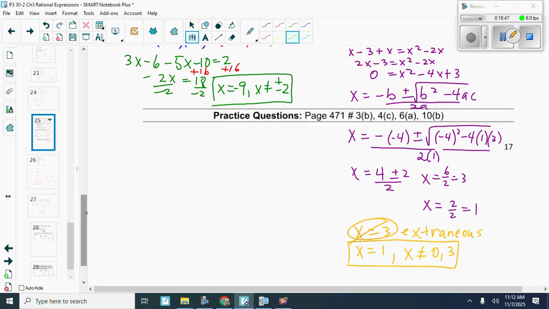You can pause this to write down and complete your notes. Now we're working on practice questions.